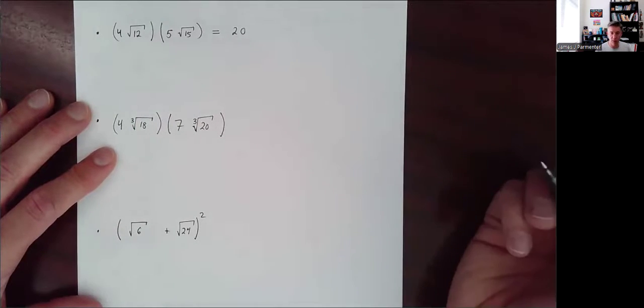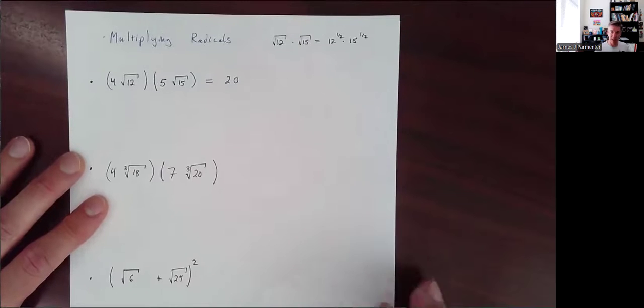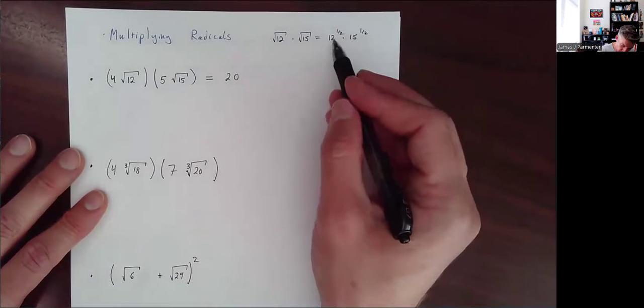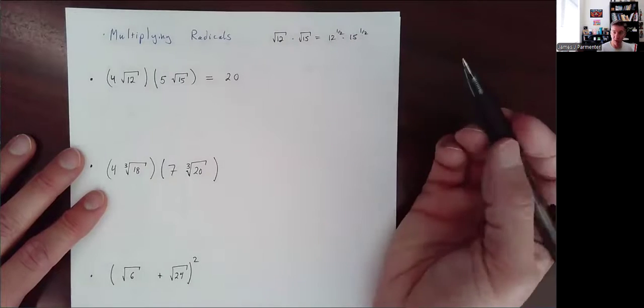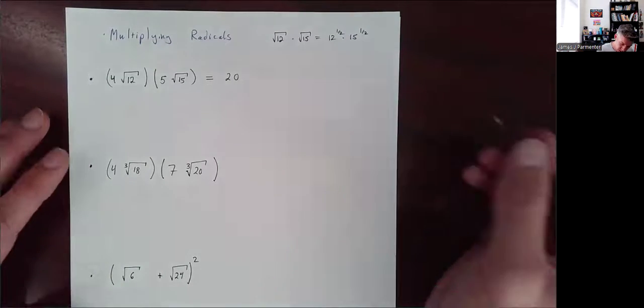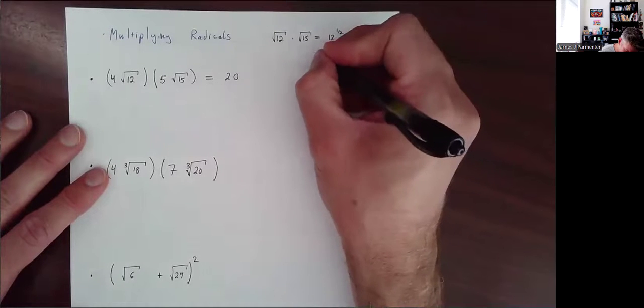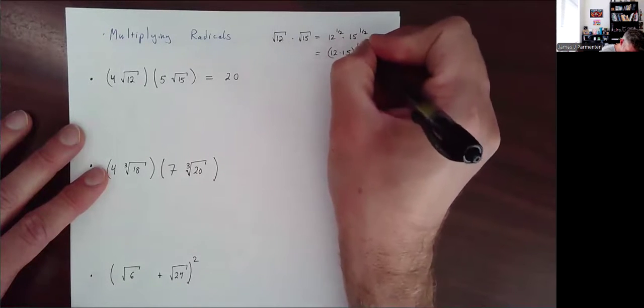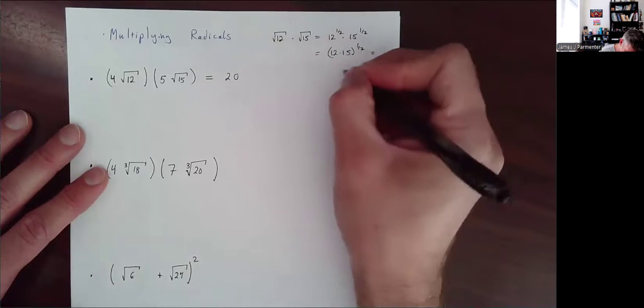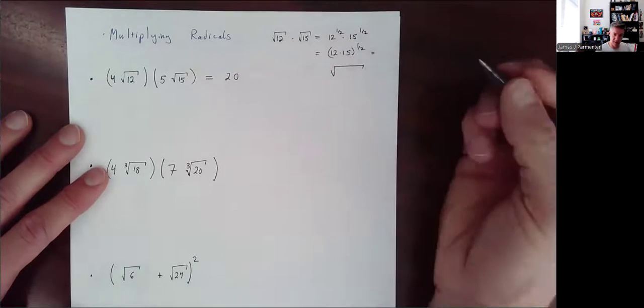And when you have two different numbers, oops, sorry, you can't see that. Apologies, I make that mistake occasionally. When you have two different numbers multiplied together raised to the same power, you can just multiply those numbers together. So this really you could think of as 12 times 15 to the 1/2 power, which is the same as the square root of 12 times 15.